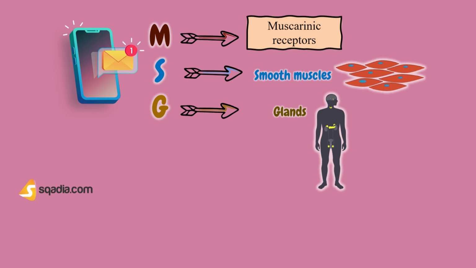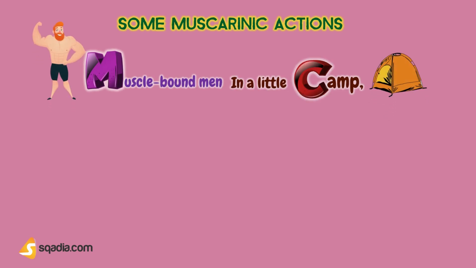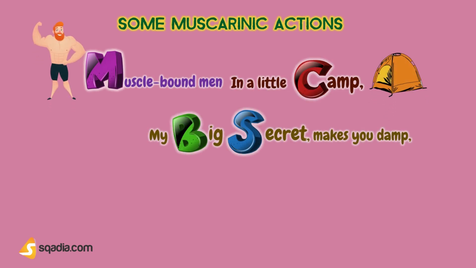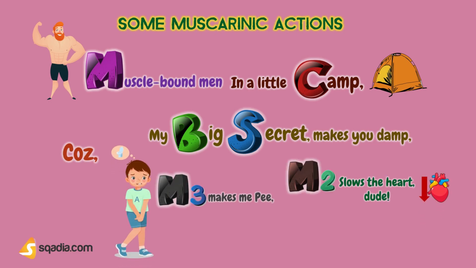After their location, let's try to memorize some muscarinic actions with the help of a rhyme. That is, muscle-bound men in a little camp. My big secret makes you damp. Cause M3 makes me pee. M2 slows the heart, dude.